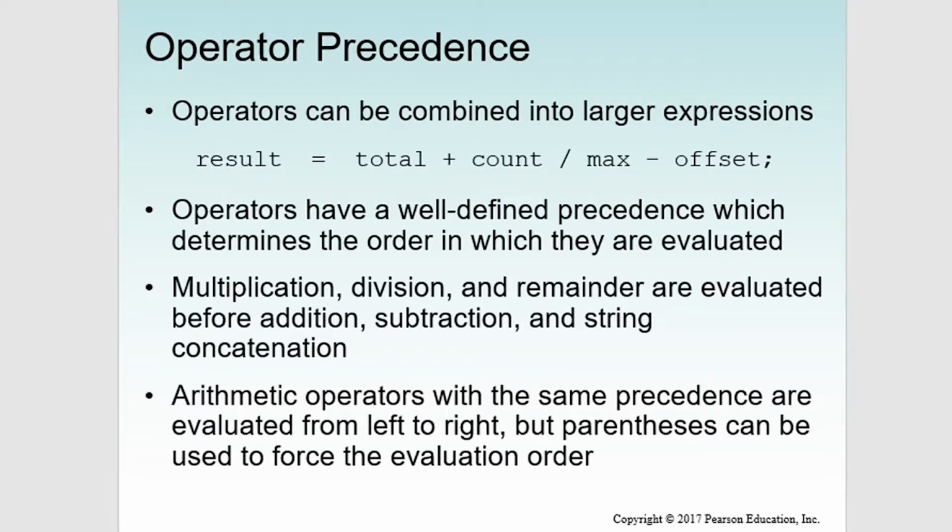Operator precedence. Operators can be combined into larger expressions. So result is equal to total plus count divided by max minus offset. Operators have well-defined precedence which determines the order in which they are evaluated. Multiplication, division, and remainder are evaluated before addition and subtraction and string concatenation. Arithmetic operators with the same precedence are evaluated from left to right.